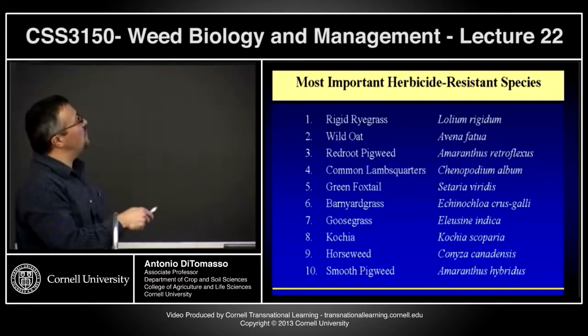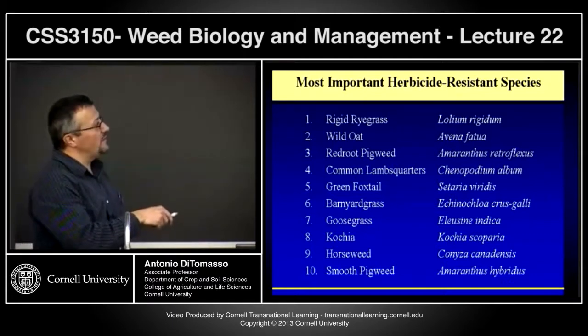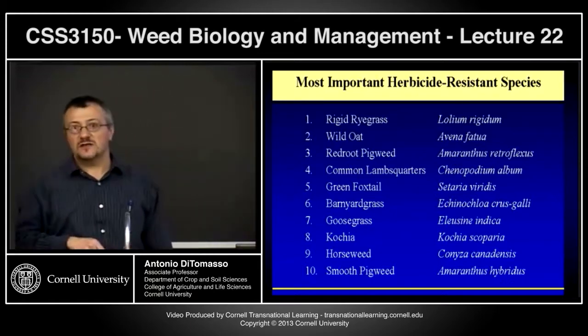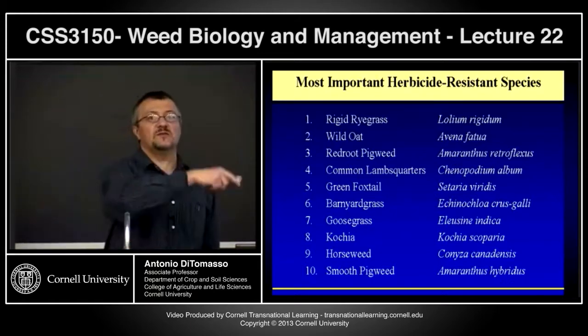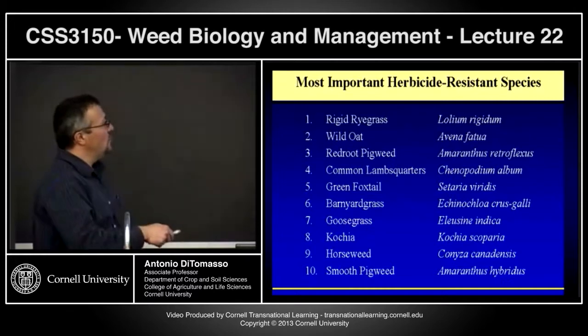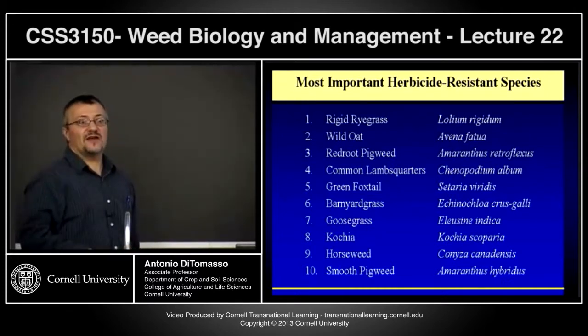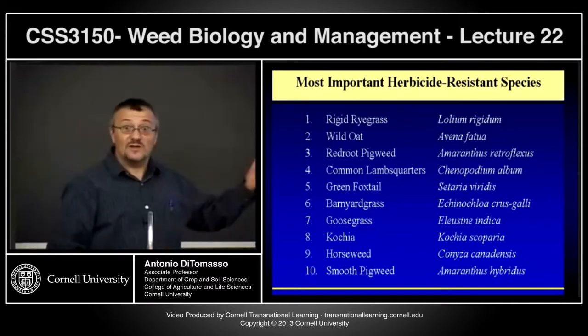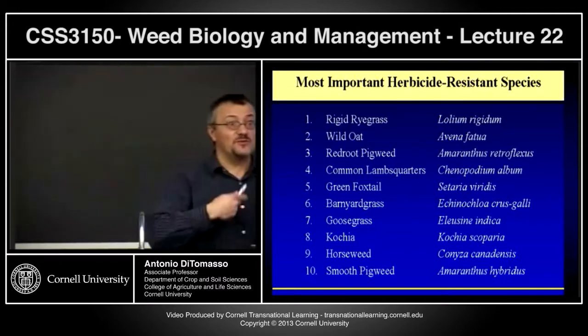But the ones that we have here are wild oat, redroot pigweed, common lamb's quarters, green foxtail, goosegrass, kochia. You might not know kochia. It's in the lamb's quarters family, Chenopodiaceae. It's here, but it's not as common as in the Midwest and the West. Okay, horseweed, smooth pigweed. What do you notice about these guys in terms of life habit? All annuals. Okay, so that's one of the things, because they sexually reproduce.